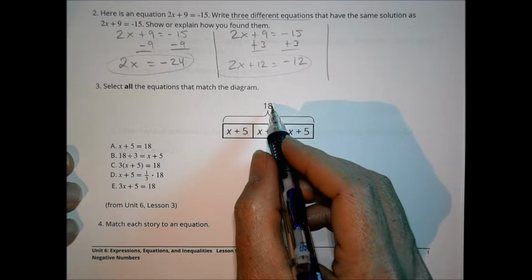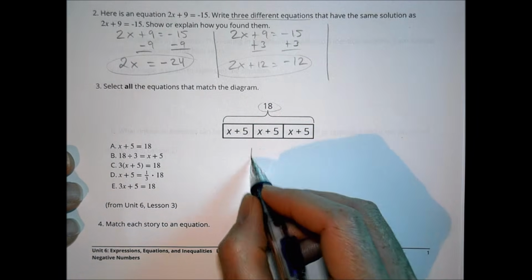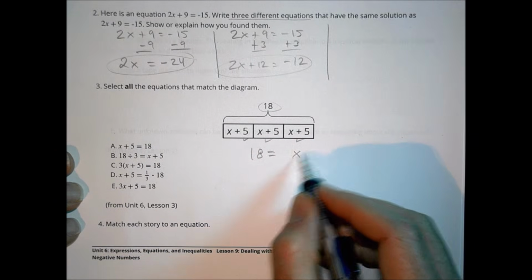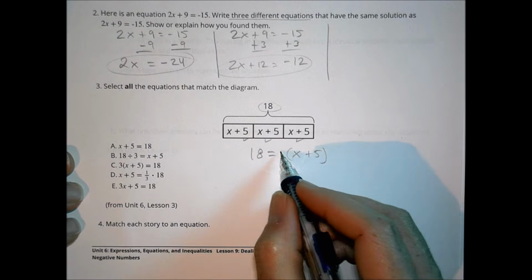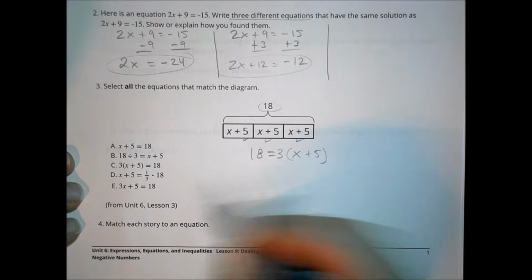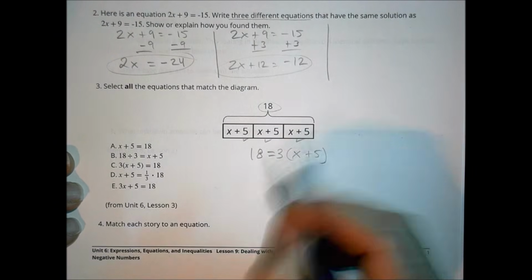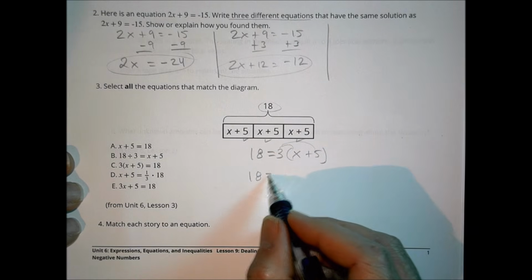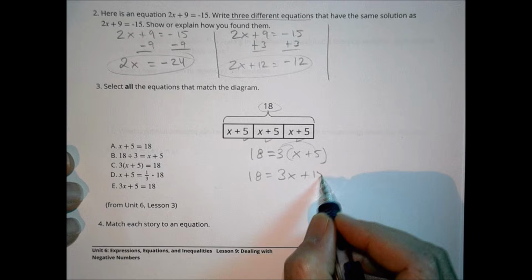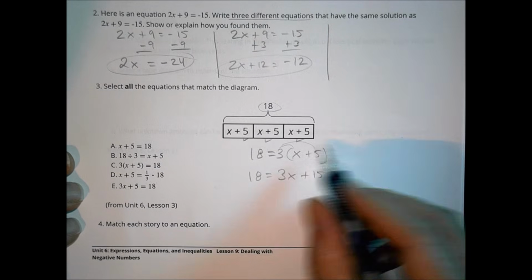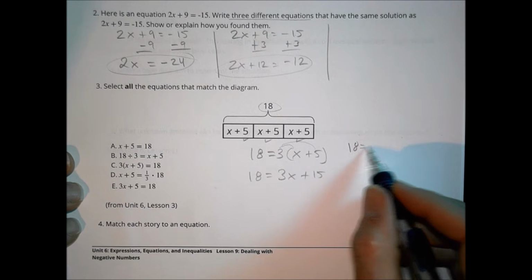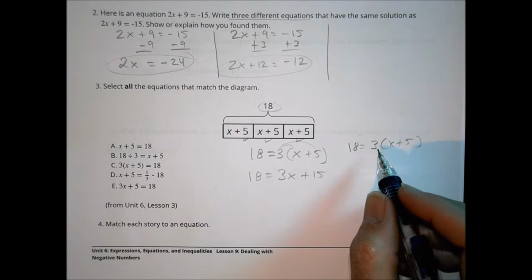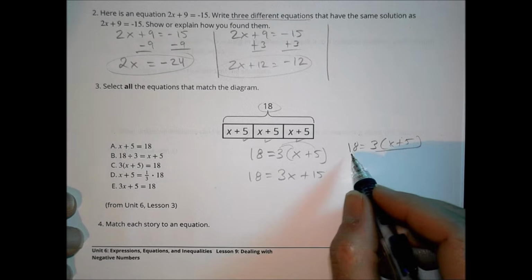So here we have 18 as my total, and that's going to be equal to x plus 5, that's what's inside the box, and there are 3 of them. So that's my basic equation like that. In terms of things I could do with this, we could distribute that out. I could write this as 18 equals 3x plus 15. That could work. I could get the 3 on the other side by doing 18 equals 3 times x plus 5.